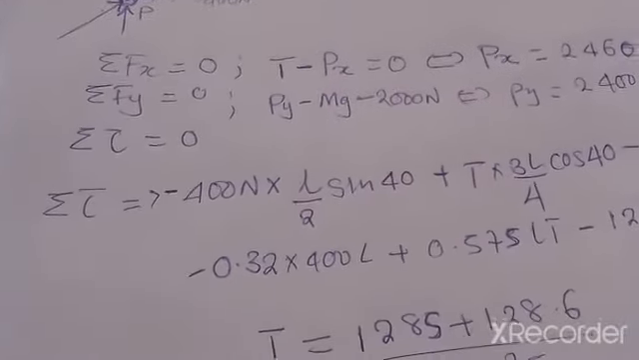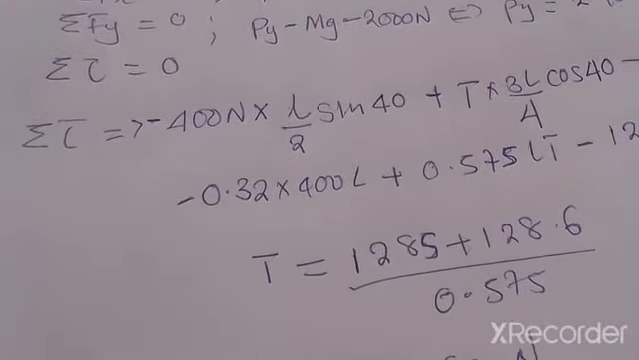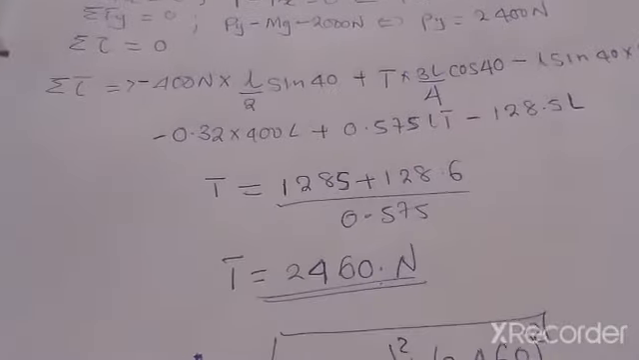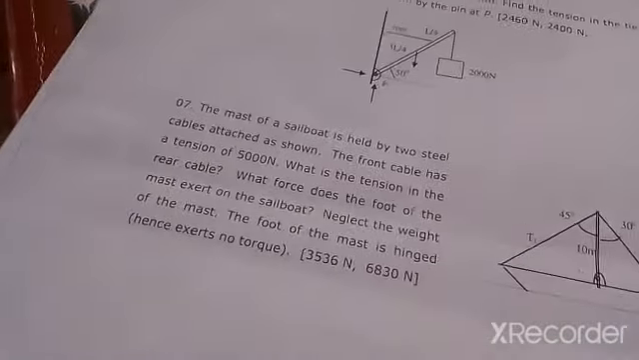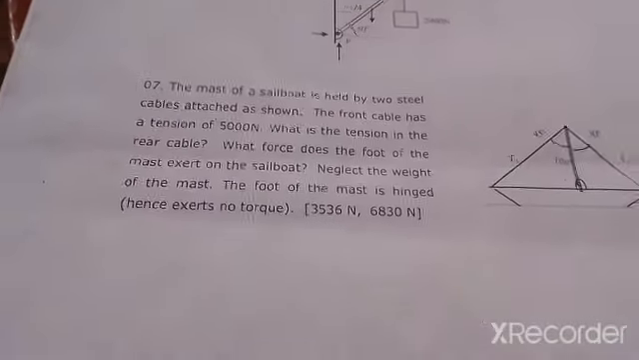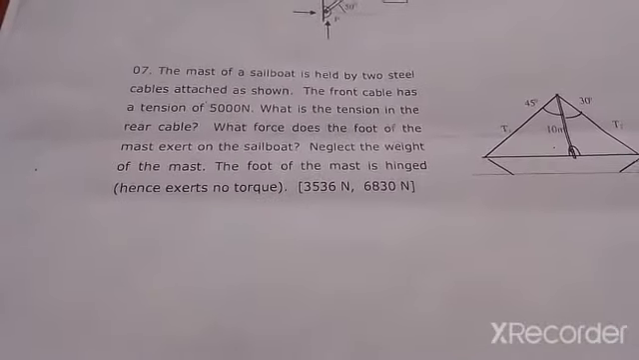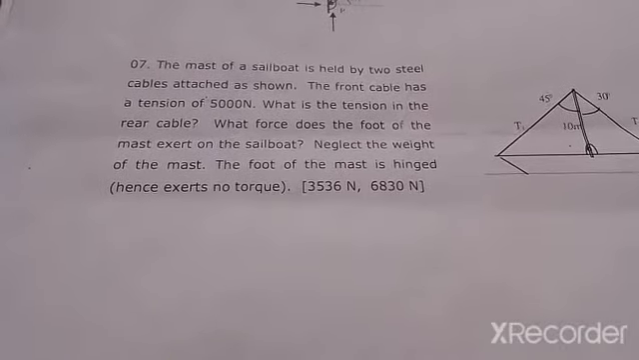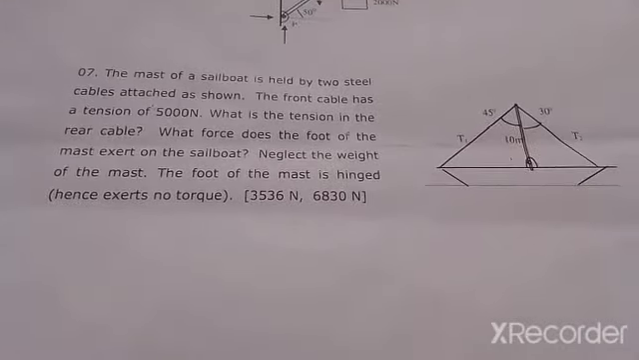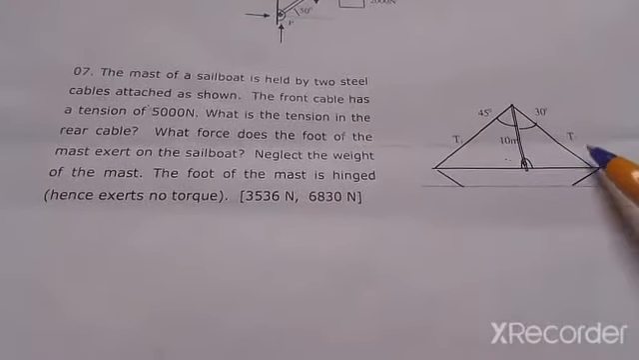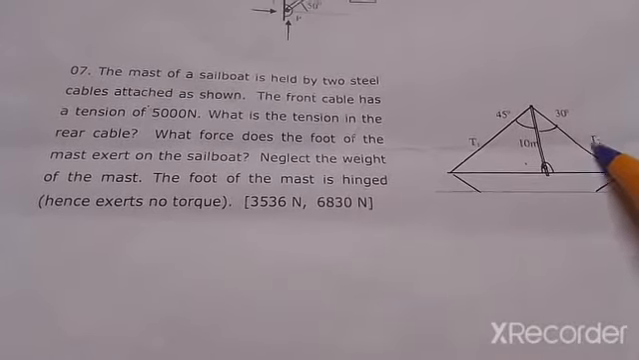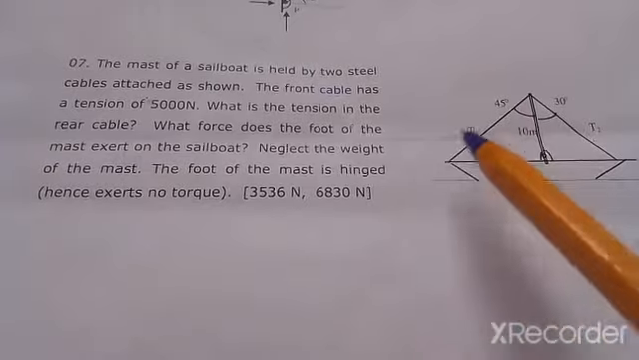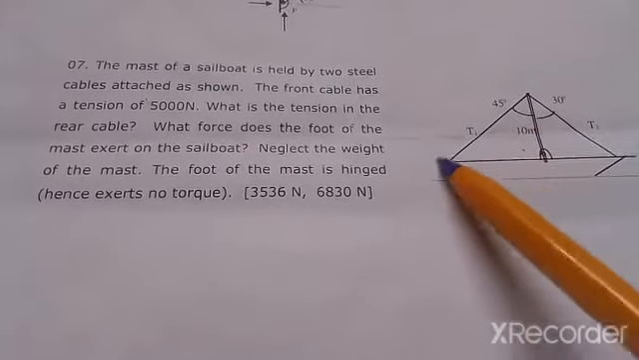Okay, so that's question 6. We're now remaining with question 7. Okay. Question 7 is here. Okay, so the mast of a sailboat is held by two steel cables attached as shown. So we've got two steel cables. We've got T1 and T2. The front here has a tension of 5,000 newtons. What is the tension in the rear cable? So it wants to find out this tension.